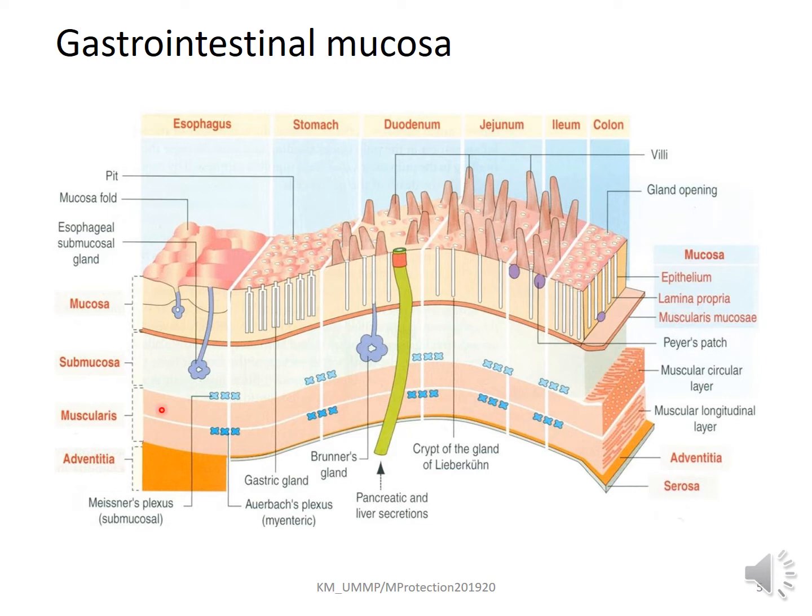In addition to this structure, we have a special type of nervous system present inside the wall of the GIT. Inside the submucosal layer, we have one nerve plexus, and in between the two muscle layers, we have another nerve plexus. These nerve plexuses are called the enteric nervous system. The detailed function of the enteric nervous system I will discuss in the next lecture.